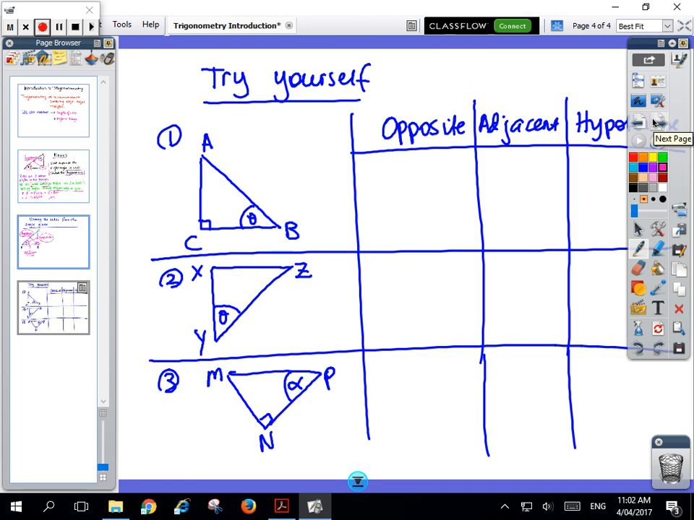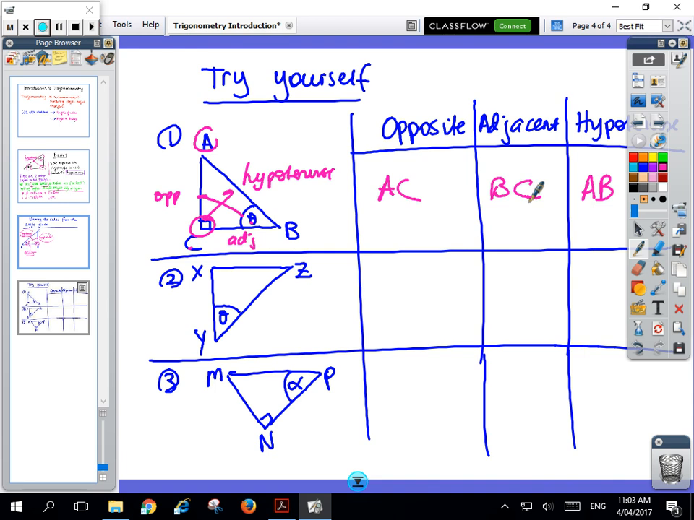Okay, so I'll do the first one with you, just so you understand. Okay, so I've got a right angle. So the first side is the hypotenuse over there. So in my table, the hypotenuse is AB. Okay, now the angle is down here, so opposite is here. So the opposite side is AC. And then the last side must be the adjacent, which is BC. And we normally name it in alphabetical order. So can you have a go at the next two yourself, and when you're ready, come back live.